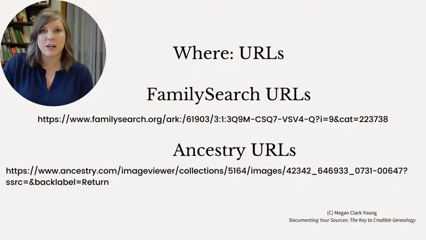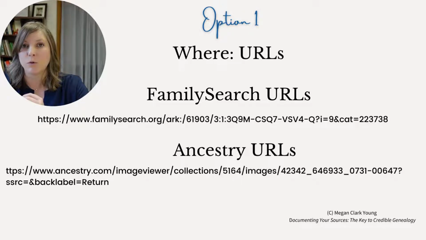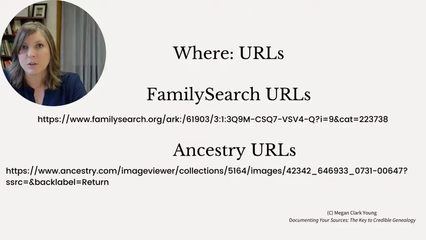Okay, let me get my screen shared here. So this came from a presentation that I did, and it is called Documenting Your Sources, the Key to Credible Genealogy. And in this section, I discussed the options for inserting a URL into your citation. You can copy the whole URL and paste that right into your citation, or you can do what's called a shortened hyperlink with waypoints. To do the full URL, like shown here, you can see the first example is from a FamilySearch URL. The second is from an ancestry.com URL.